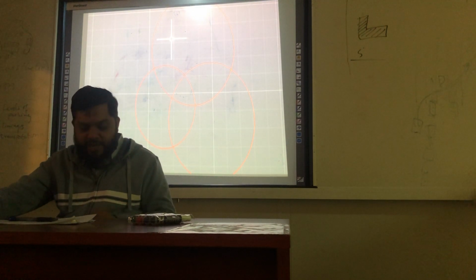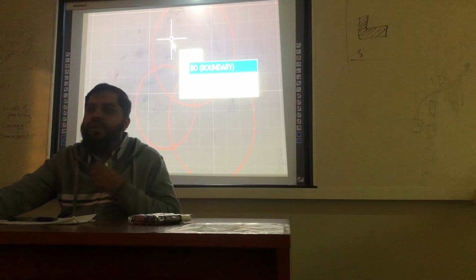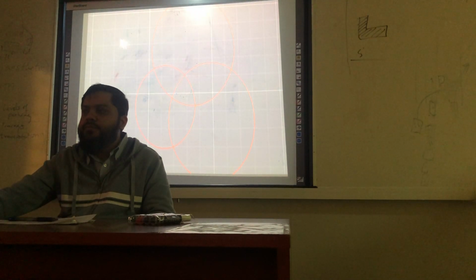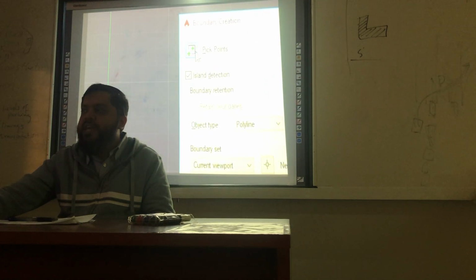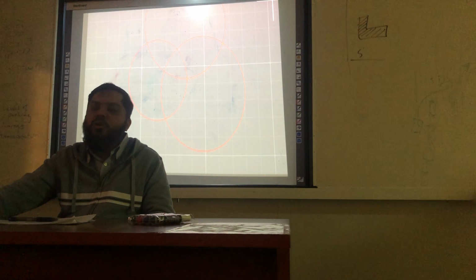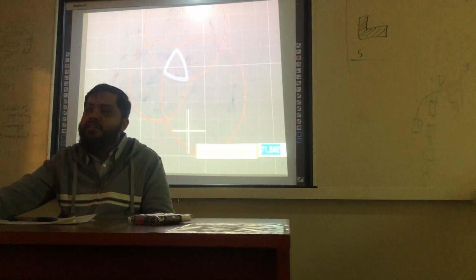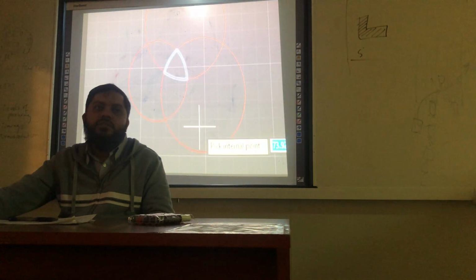Now there is a command that I can use, BO. Boundary. Enter. And boundary will ask me to pick some points inside. Okay. So if I click here, boundary here. So if I click, for example, inside here, what will I get? You see that? I get that object.